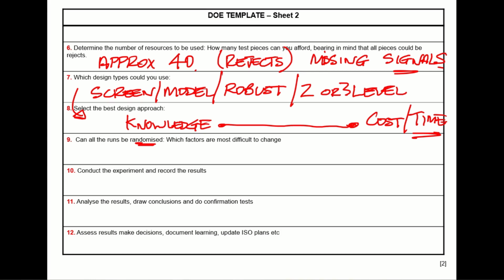Then box 9. Can all the runs be randomized? And which factors are most difficult to change? Now, we haven't talked about randomization up to this point, so let's talk about what randomization means and why you might want to do it, why you might not want to do it. So let's talk about randomization.